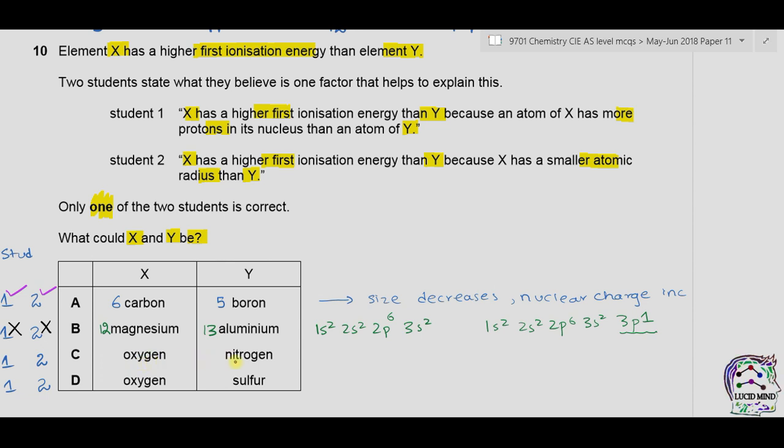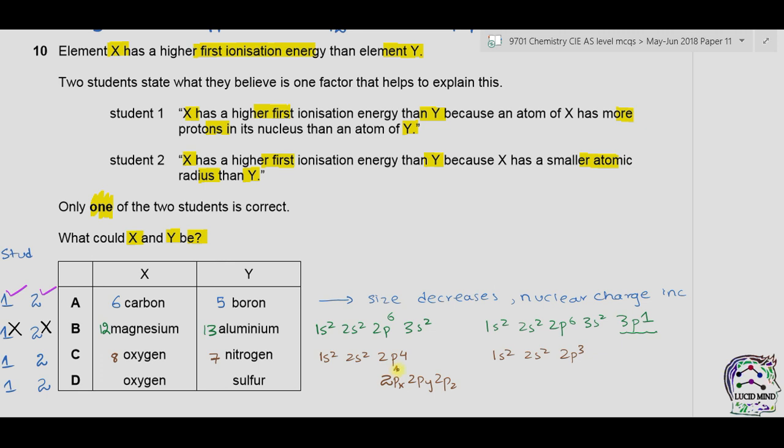In C, we have oxygen and nitrogen. The atomic number of oxygen is 8, while for nitrogen it is 7. The electronic configuration of oxygen will be 1s2, 2s2, 2p4, while in nitrogen it will be 1s2, 2s2, 2p3. In 2p4 we have pairing of electrons.